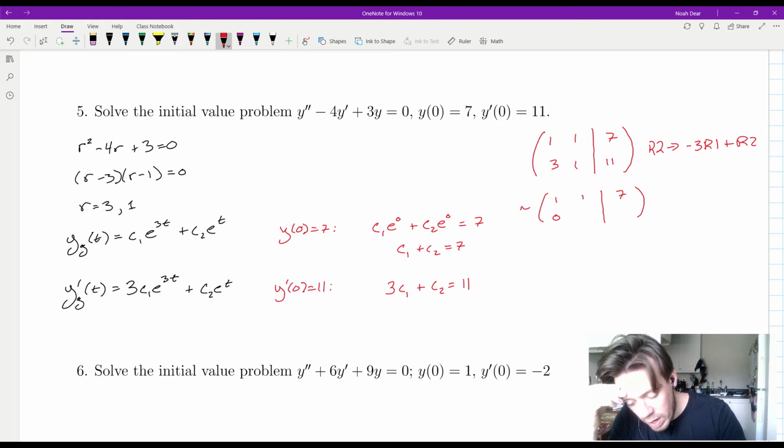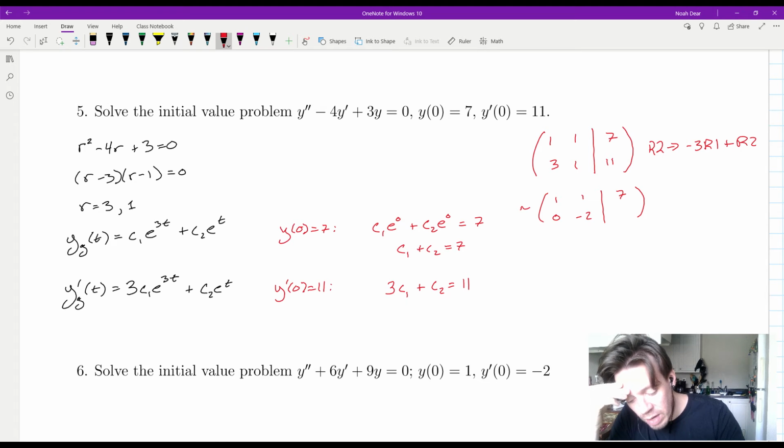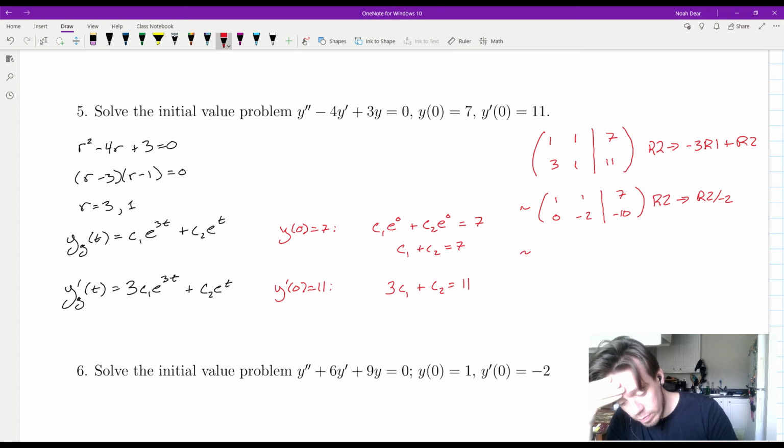When I take the top row, negative 3 times 1 is negative 3 plus 1 is going to give us a negative 2 in the second column, second row. And then in the third column, second row, we'll get negative 3 times 7 is negative 21, plus 11 is negative 10. I'll then take row 2 and divide by negative 2 to put a 1 in the pivot position. So we'll get 1, 1, 7 for the first row, then 0, 1, 5 for the second row.